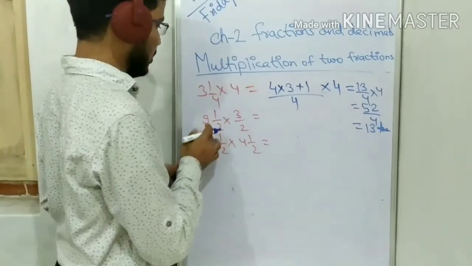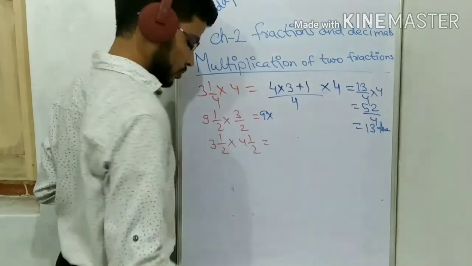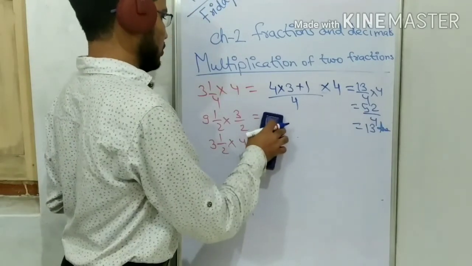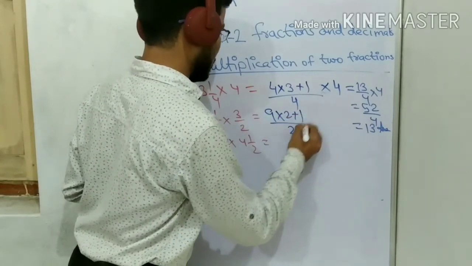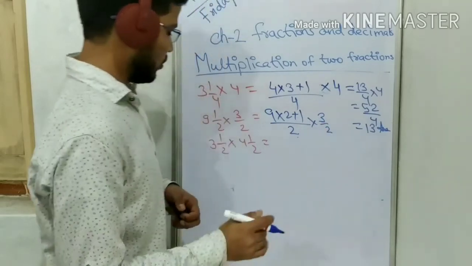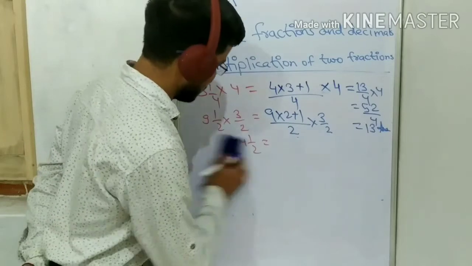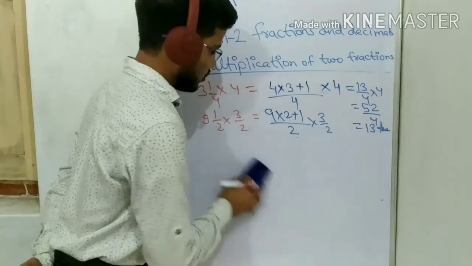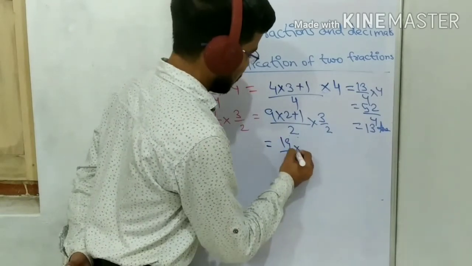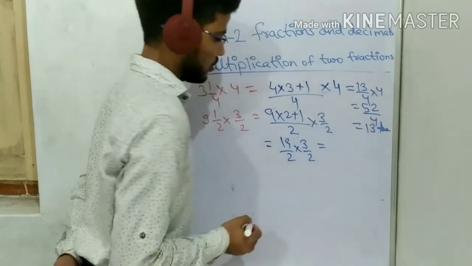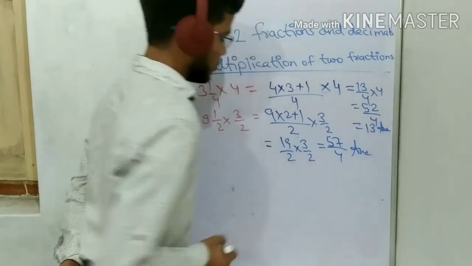Now the second problem. Just move in the same way. 9 into 2 plus 1 by 2 into 3 by 2. We will solve it in the same way. What will we get? 9 2s are 18, 19/2 into 3/2. 19 3s are 57 and it will be 4. This will become the answer.